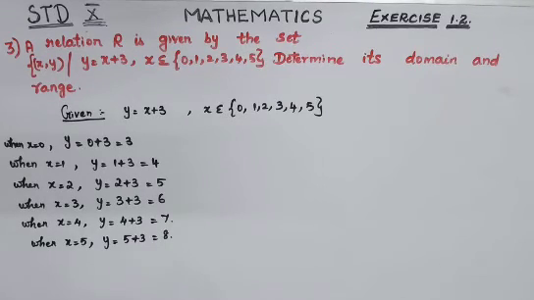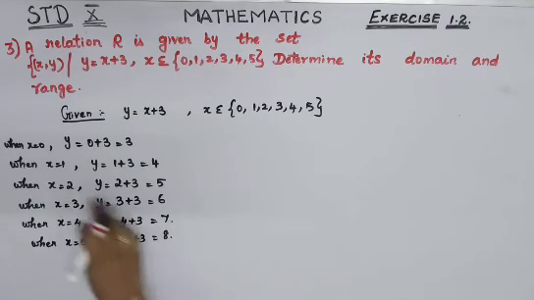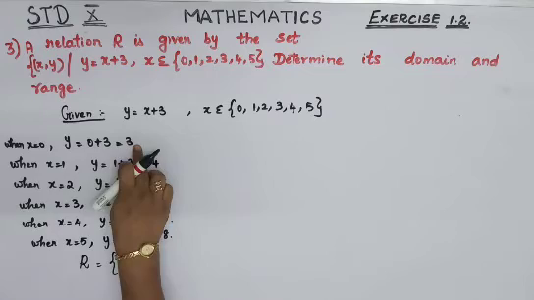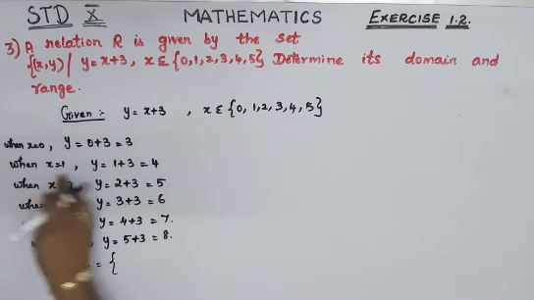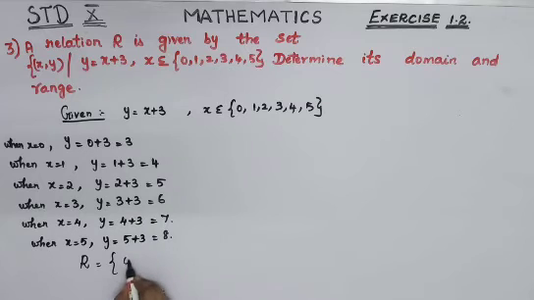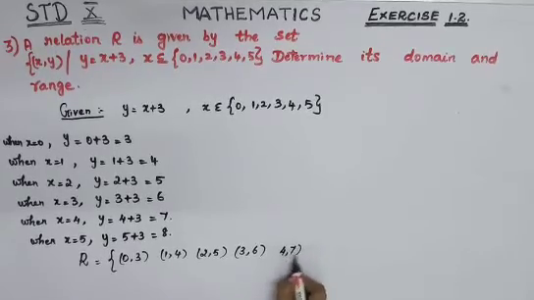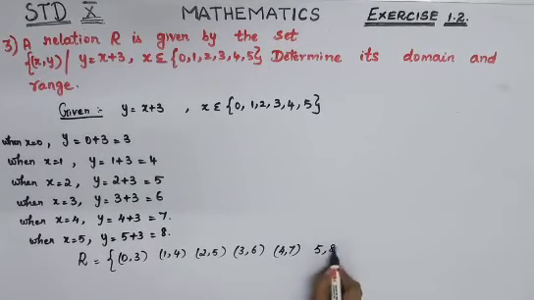Now what you will have to do is write your R, that is the relation they have asked you. So we will write it in ordered pairs. First value 0 and the answer you pick up, same way 1 and its answer, 2 and its answer, and so on. So it is 0, 3, 1, 4, 2, 5, 3, 6, 4, 7, 5, 8.